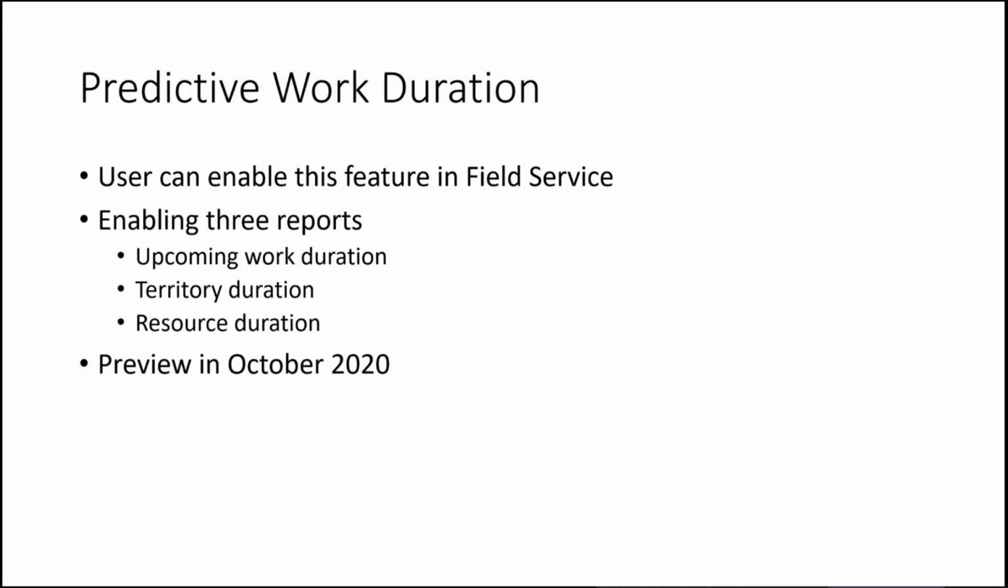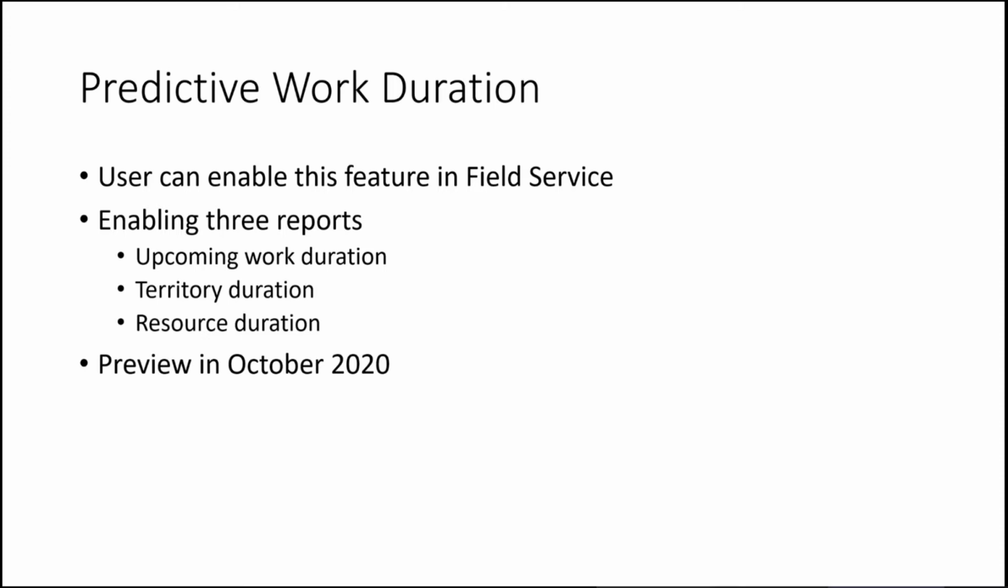It also provides a blended proficiency score for territories and incident types based on the completion times and allows dispatchers and service managers to drill down to detailed information for different technicians across incident types. This helps dispatchers easily identify the right technician for a given job at a customer location. As I said earlier, this feature is available for preview by October 2020.